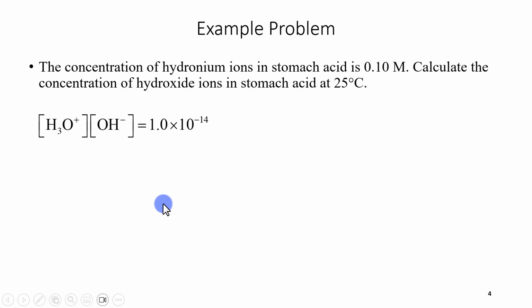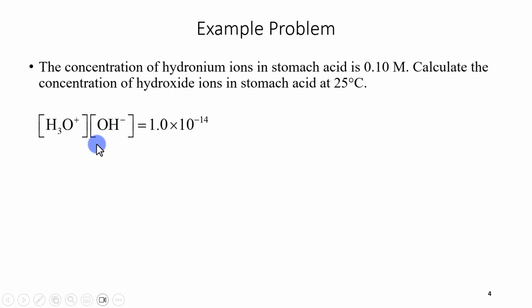Let's do an example problem where we have the molar concentration of one and we have to calculate the other. The concentration of the hydronium ions in stomach acid is 0.1 molar, which we will learn is pretty strong, pretty acidic, which makes sense because it's going to break down our food. Calculate the concentration of the hydroxide ions in stomach acid at 25 degrees. What do we know at 25 degrees? We know that the product of the molar concentrations of these two ions is fixed and is equal to 1 times 10 to the minus 14.